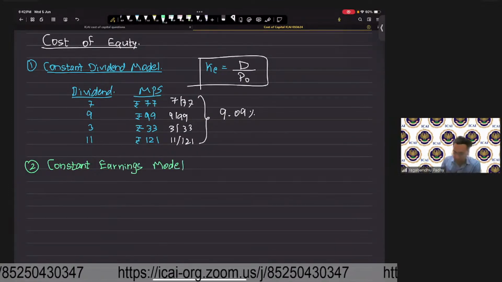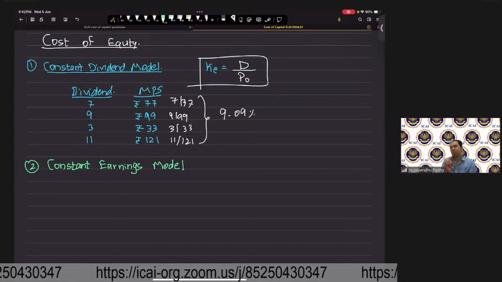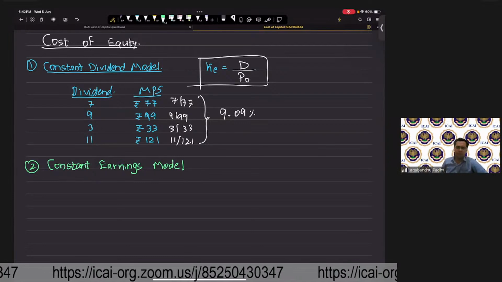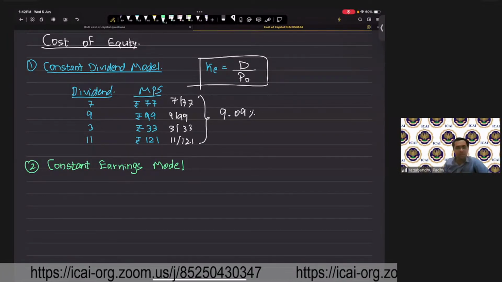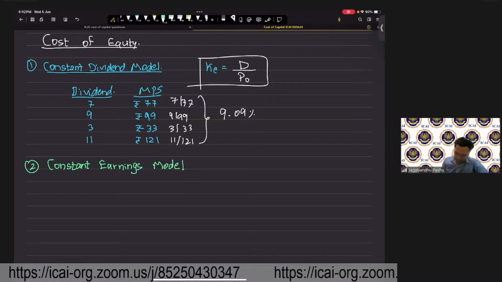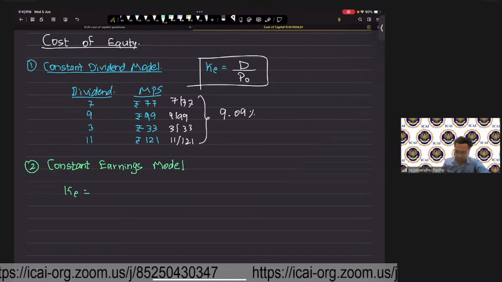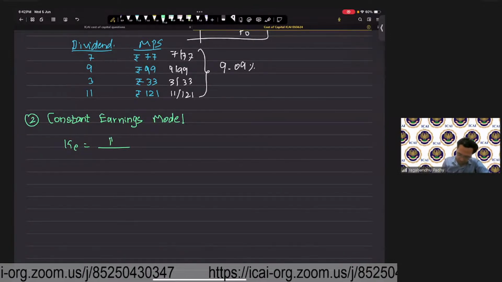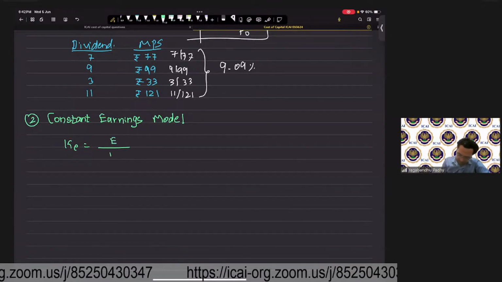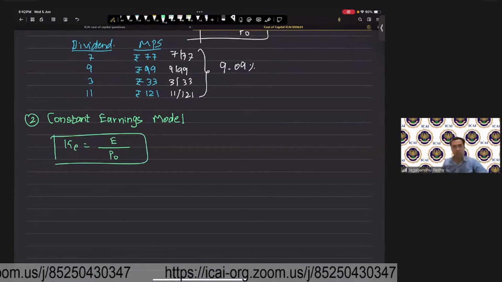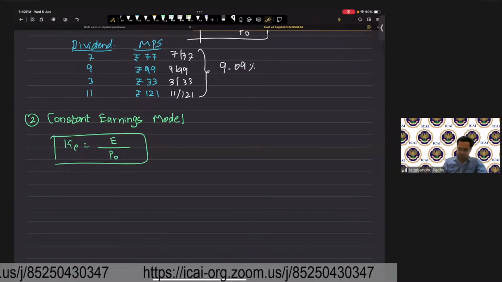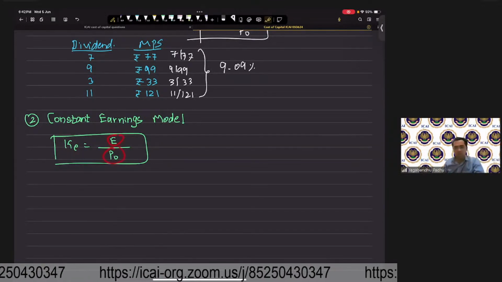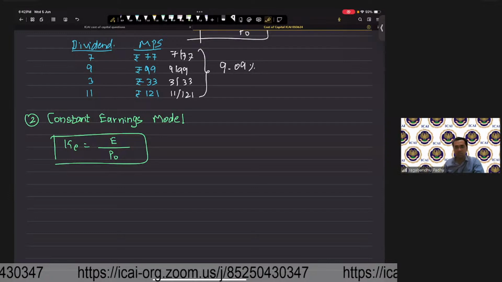The second model that we say is the constant earnings model, wherein instead of assuming that market price is dependent on the dividend, we say market price is dependent on the earnings of the company. So here we say cost of equity is equal to the amount of earnings that is expected on the current market price. So it's like the earnings yield we have learned in ratio analysis, that is earnings upon the price. That's the expectation of the shareholders that the company needs to fulfill.